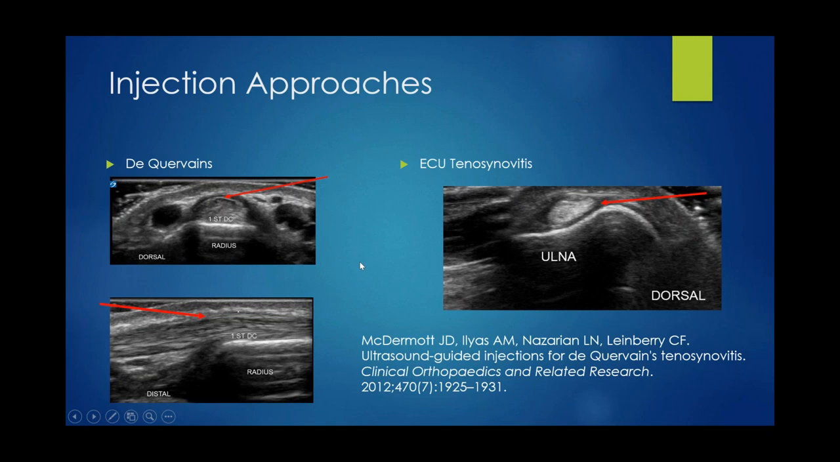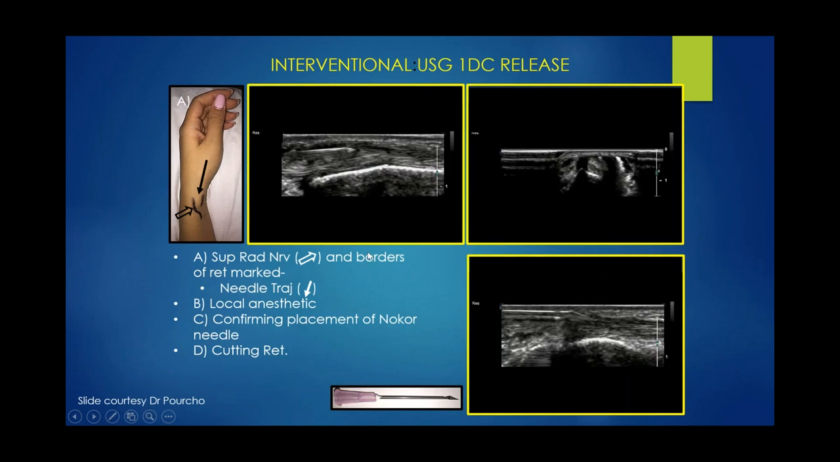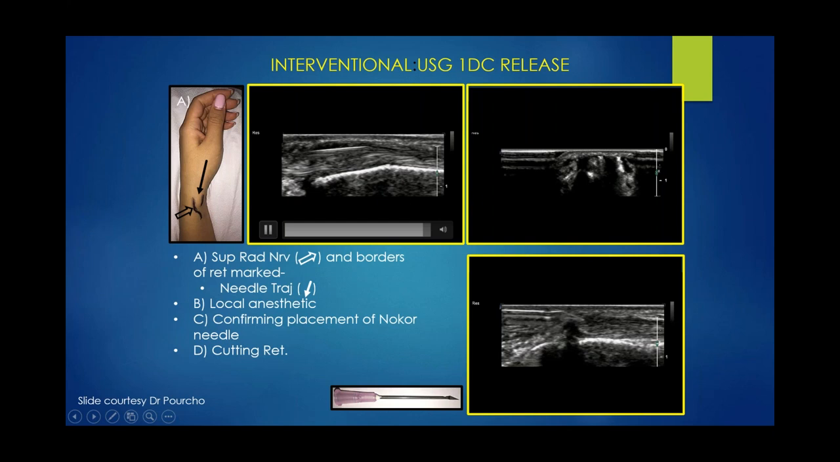As people become more advanced with their skills with ultrasound-guided procedures and the technology advances, we're starting to broach into some surgical treatments for these disorders. So here is an example of a first dorsal compartment tendon release. The first top video here on the left shows anesthetic being delivered around the extensor retinaculum tendon here, filling the space around the retinaculum as well as the tendon sheaths.